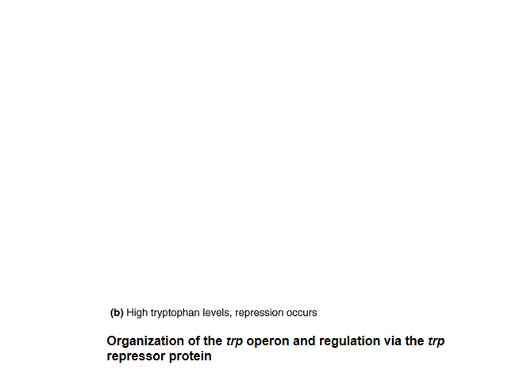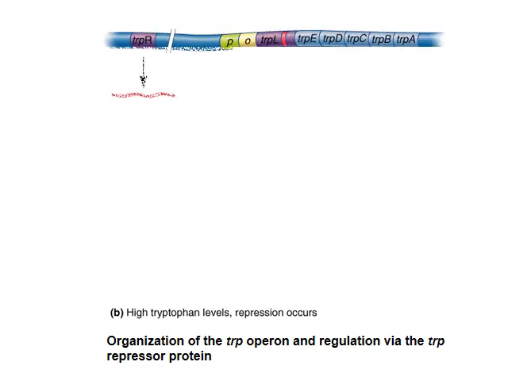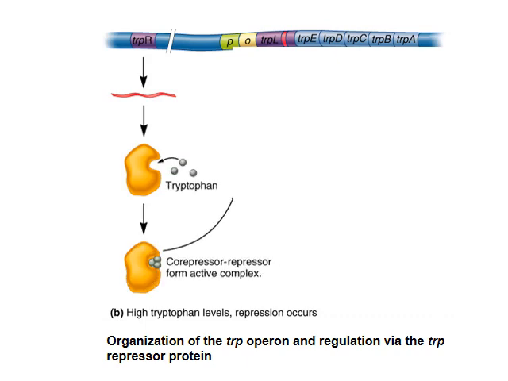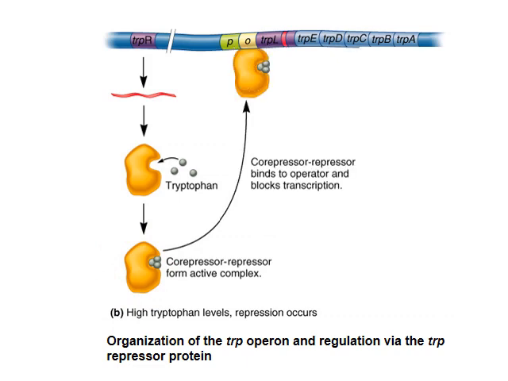When tryptophan levels are high, the trp repressor protein is still constitutively expressed, but because tryptophan is present, it will bind to the trp repressor protein, thereby activating it, allowing it to bind to the DNA, and repress transcription of the trp operon. Right. So this is that first negative control mechanism.